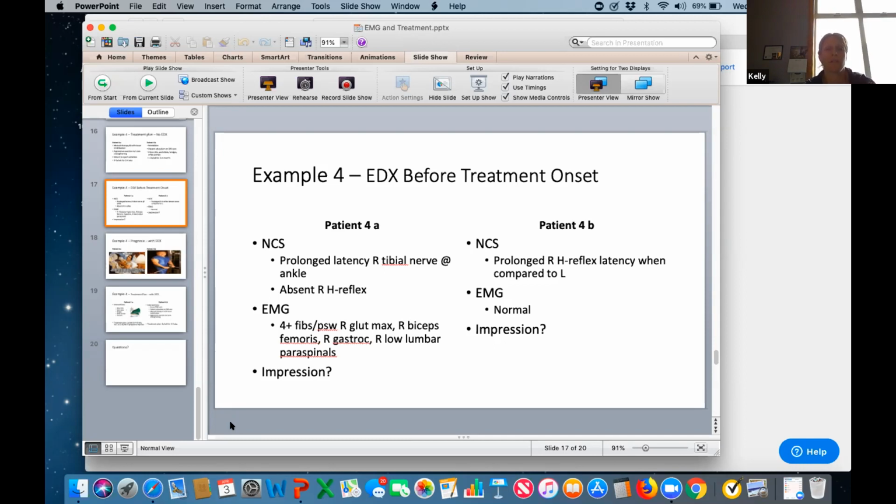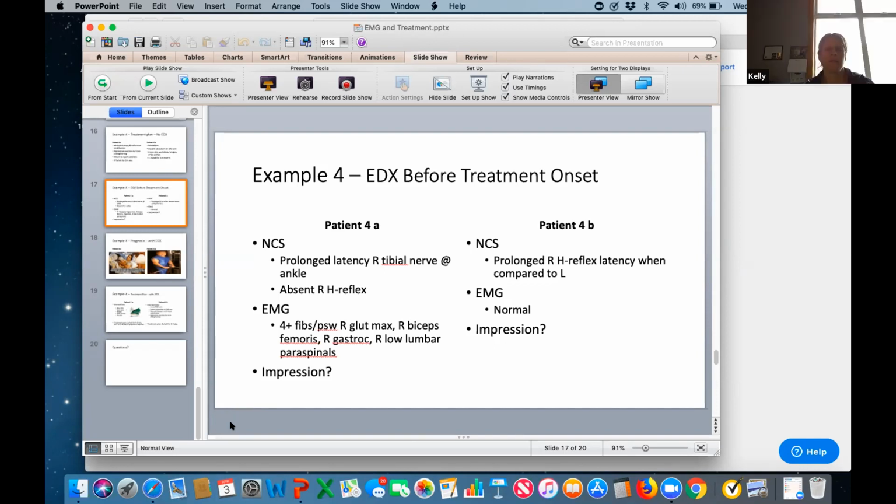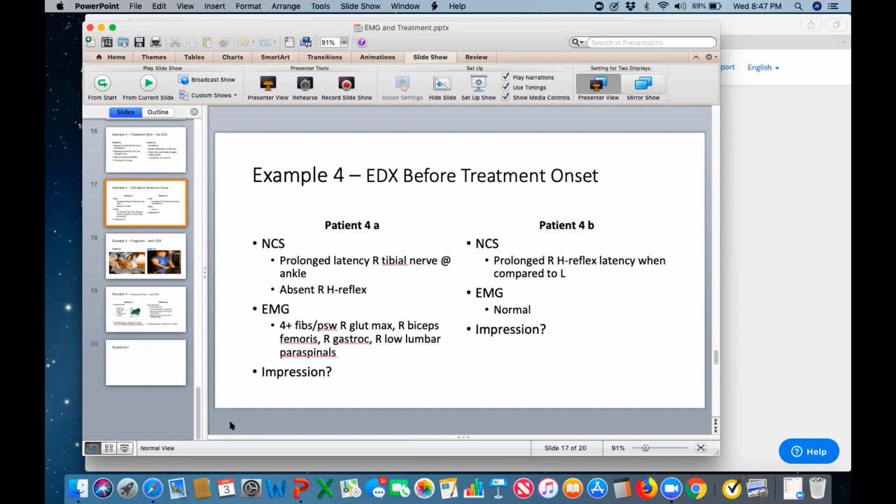Right. Well, the reason why for patient B we can say it's in the spine is because all the other studies were normal. So all the sensory studies were normal. That shows that the sensory nerve was intact distal to the dorsal ganglion. We know, plus he had the comparison to the other side. He was lower. Mm-hmm. Right.